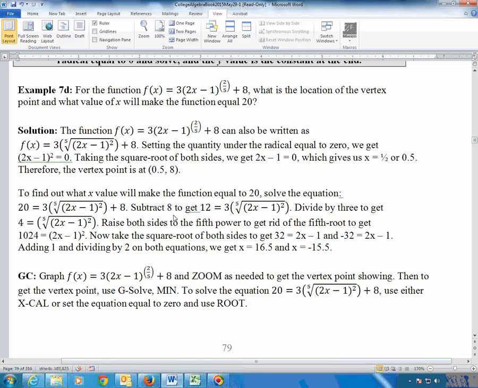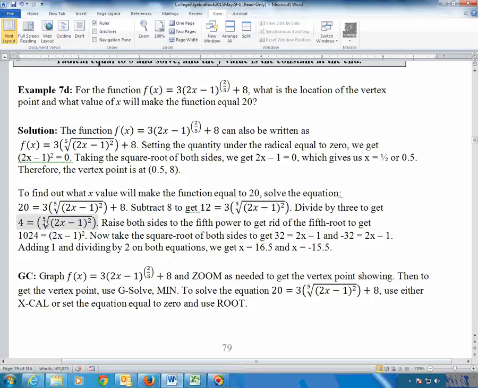Well, to find out where it equals 20, you have to set the equation equal to 20. Now to solve this, just like you solve absolute value equations, you want to isolate this radical. So the first thing you want to do is subtract 8 to get 12 equals this. The 3 does not distribute. You got to get rid of the 3 by dividing it. So divide both sides by 3, and you get 4 equals this.